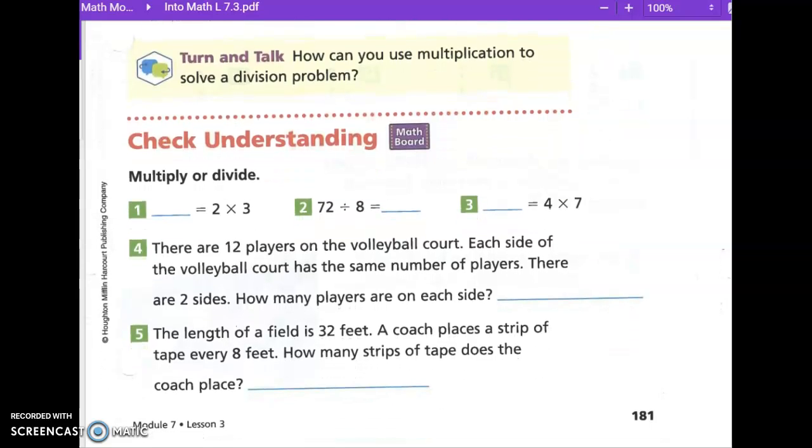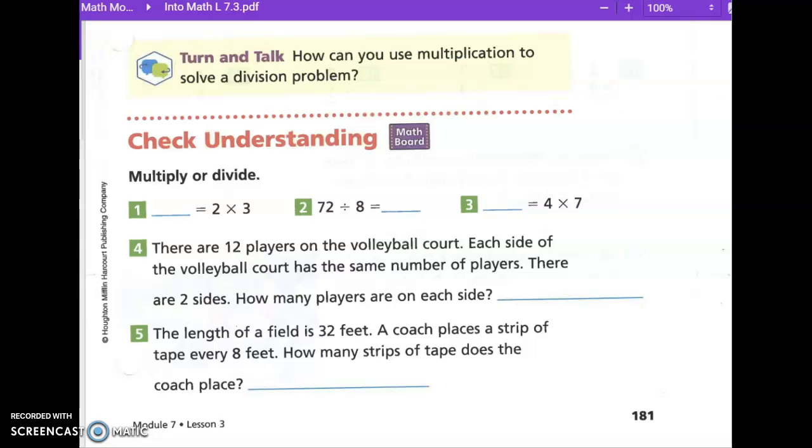It says multiply or divide. Okay, so if you need your multiplication stick, you can get them. Let's look at number 4. There are 12 players on the volleyball court. Each side of the volleyball court has the same number of players. There are 2 sides. How many players? What division equation can you write there? Write me a division equation. 12 players on 2 sides.